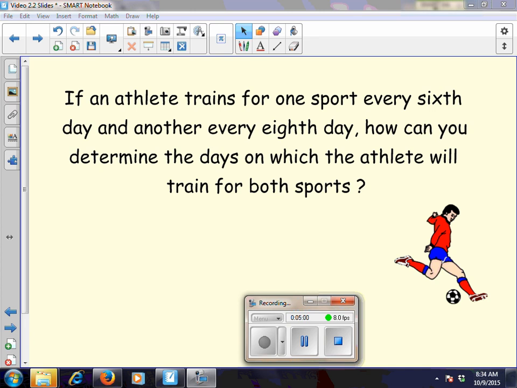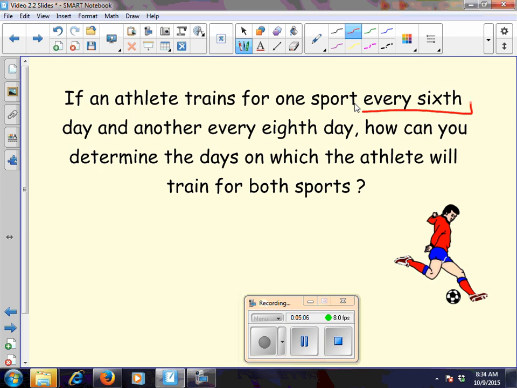So if I look at a calendar, I can count, okay, 1, 2, 3, 4, 5, 6. That's when I train for one of my sports, every 6th day. And then the other is every 8th day. It would be a problem if I train for the sport on the same day. So I have to figure out how often this happens. Well, we can use the common multiples to find out.